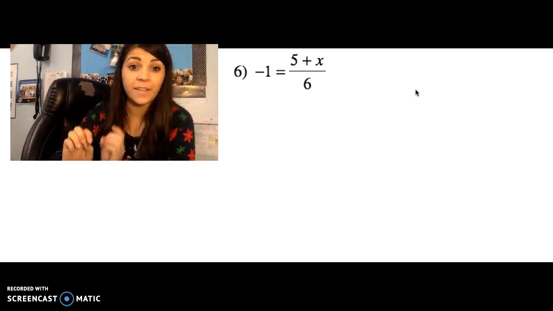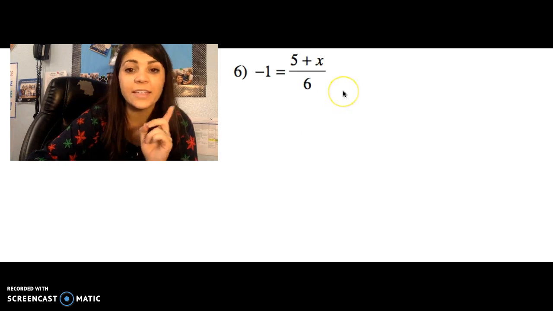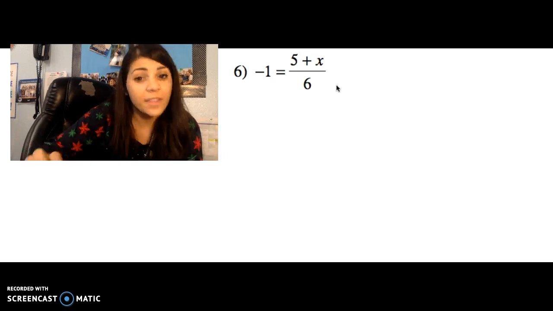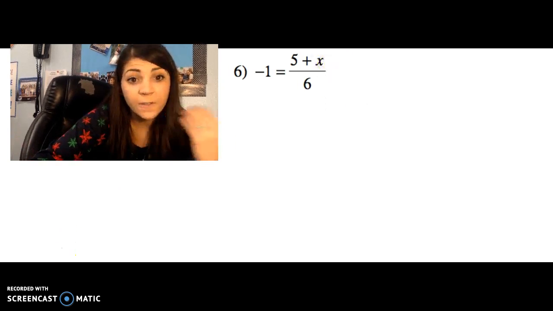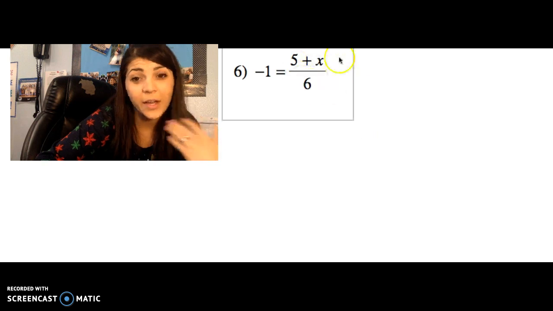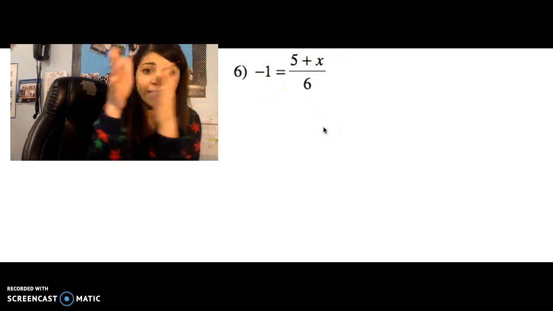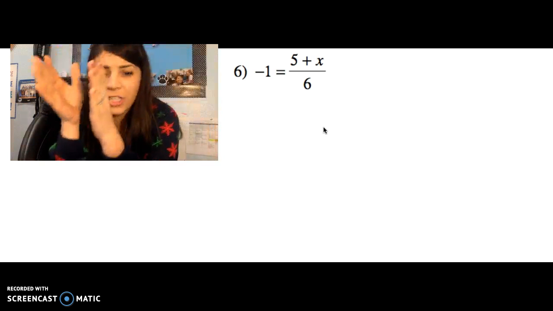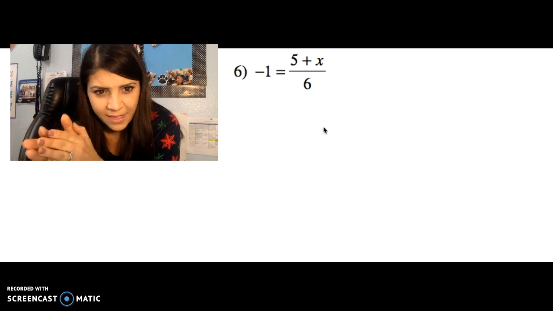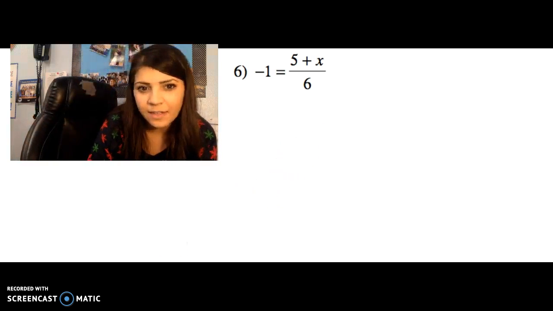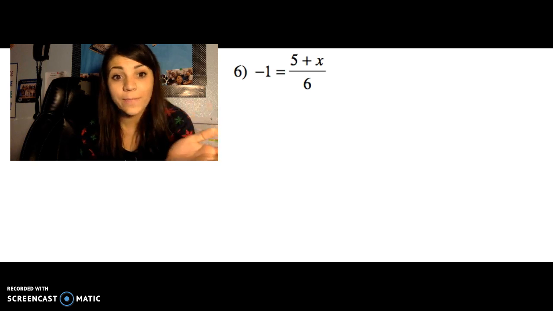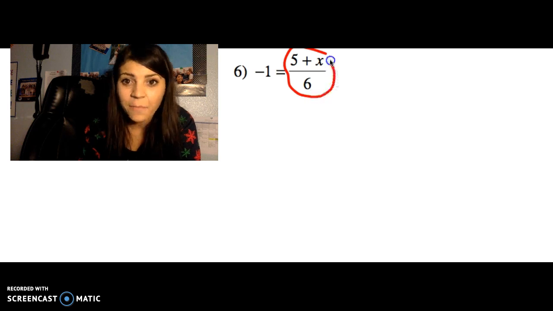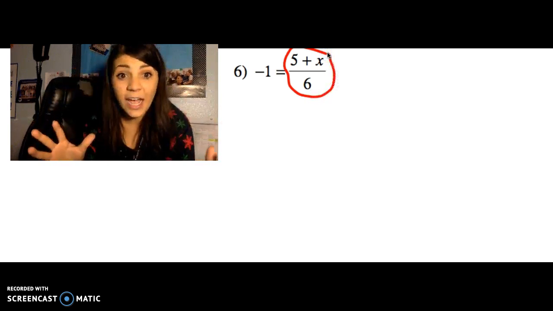You don't need to be freaked out by this because all that's happening here is that 5 plus x is being divided by 6, okay? So what we have to learn to view this as is a whole entire problem instead of just compartmentalizing it to being just 5 plus x or just divided by 6, if that makes sense. So let me show you exactly what I mean. So what I mean here is this whole thing, this 5 plus x divided by 6, is an entire thing.